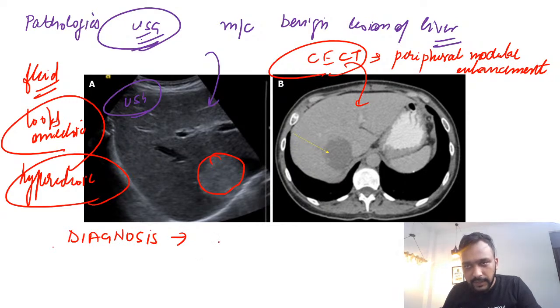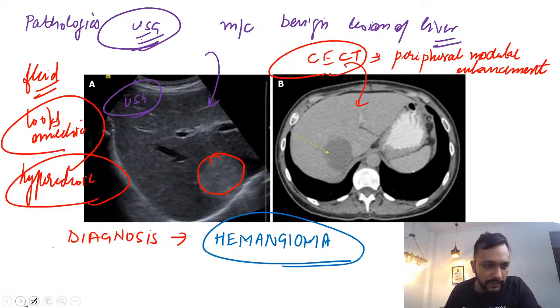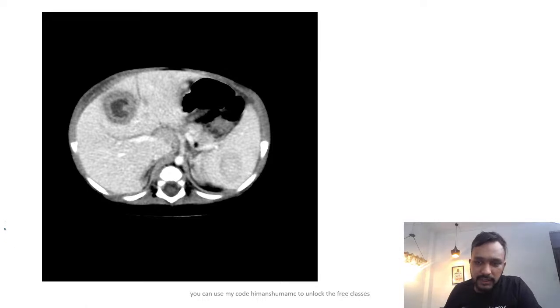Anyone? So hyperechoic lesion on the ultrasound. On the contrast enhanced CT abdomen, it is showing peripheral nodular enhancement. So that diagnosis will be, okay, most common benign lesion of the liver. This is a case of hemangioma. Okay, this is how your hemangioma is going to look on the ultrasound as well as CECT abdomen image. Very good, Nishika.